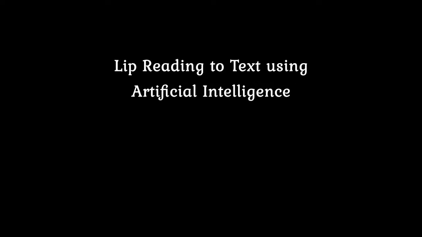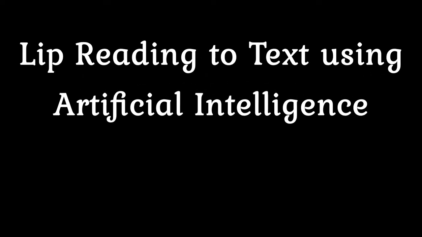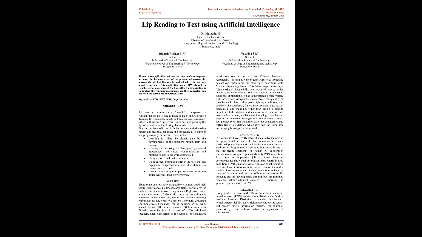Lip reading to text using artificial intelligence. Abstract: an application that uses the camera of a smartphone to detect the lip movements of the person and convert the movements into text that can be understood by the hearing-impaired person.